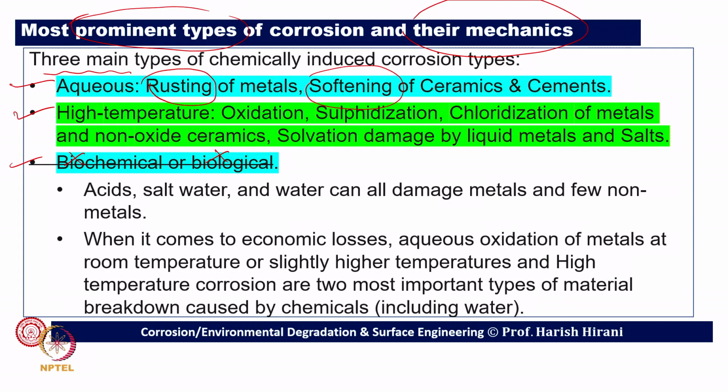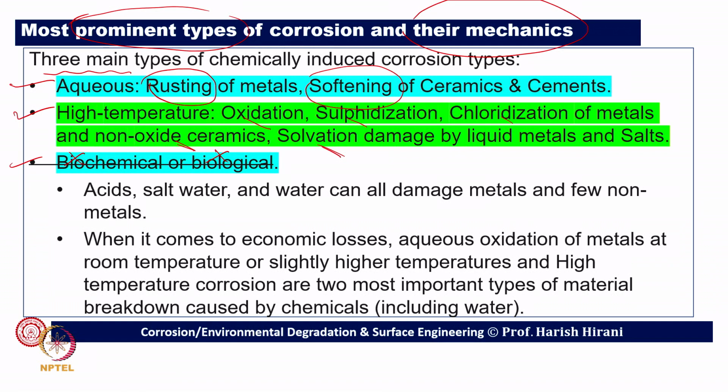There is another one, high temperature. As we know very well, as temperature increases, energy increases, and chances of chemical activity will increase. So, it can be oxidization, sulfurization, chloridation of the metal, and even some ceramics, solvation, or formation of salts. These are the big two classes.